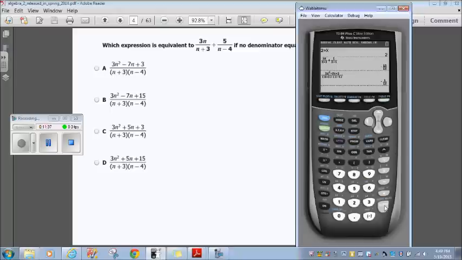So that's not it. So let me go on to the second one. Put that in. So, 3x squared minus 7x plus 15 over x plus 3 x minus 4. All right, and that one gave me negative 13 over 10, which matches choice B as your answer.